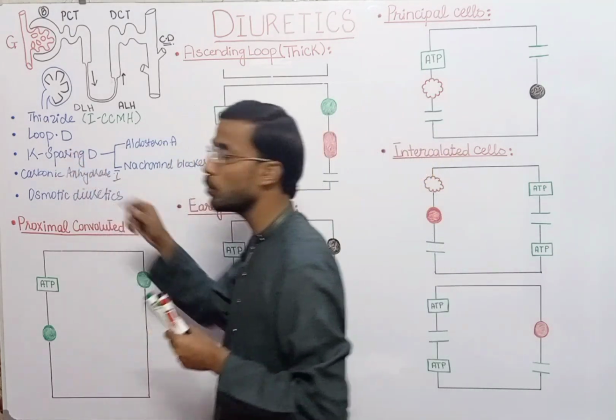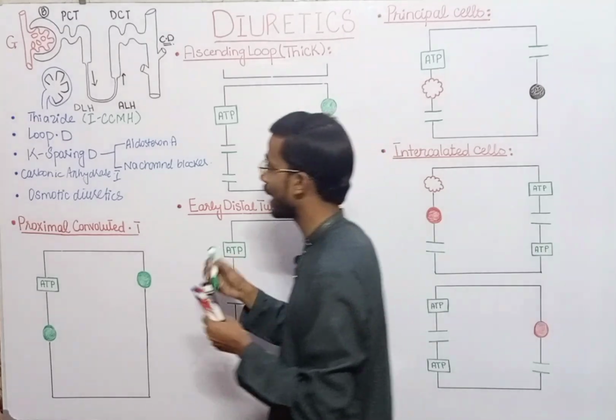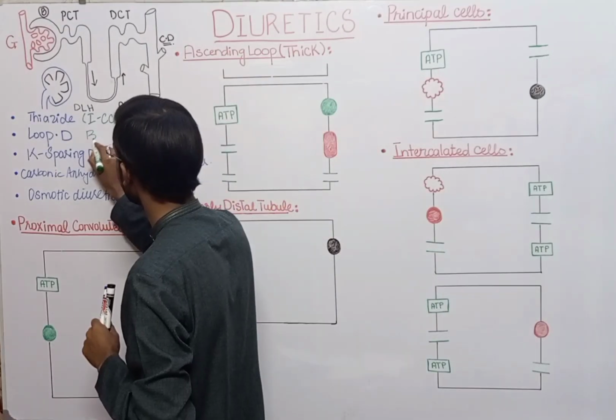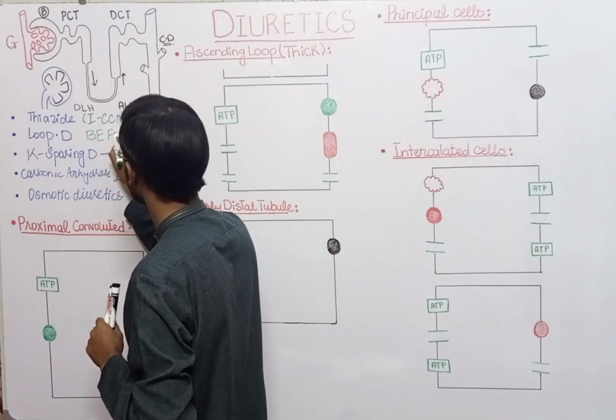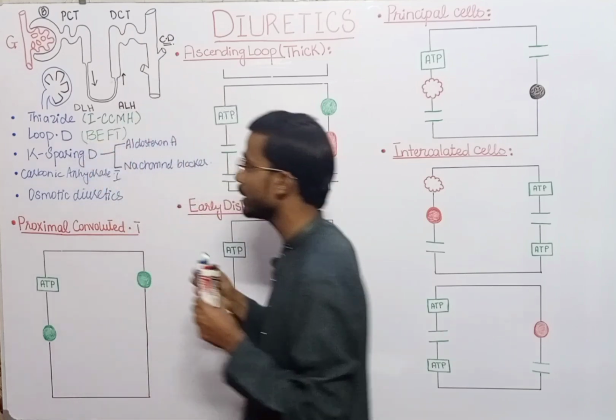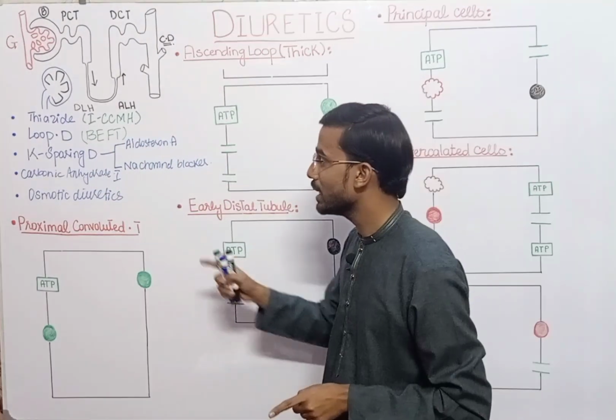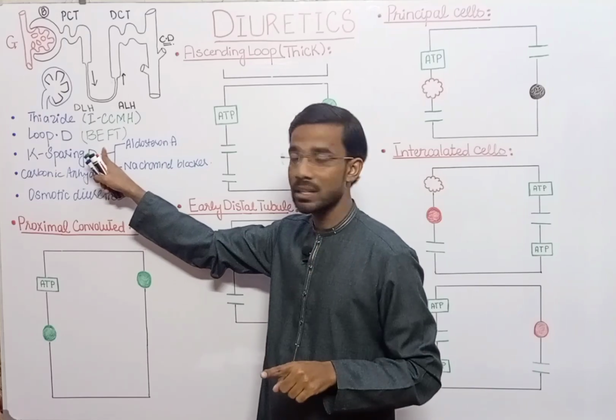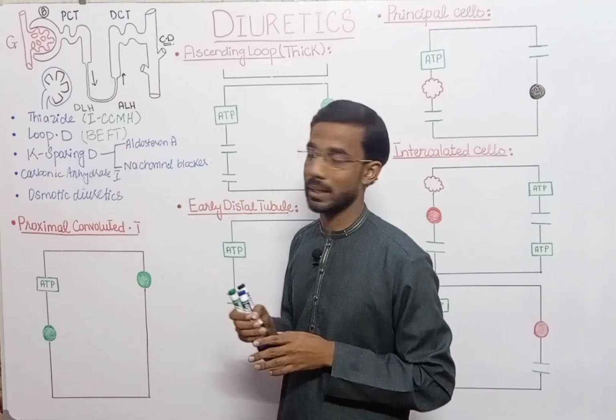If we talk about the loop diuretics, it includes bumetanide, ethacrynic acid, furosemide and torsemide.